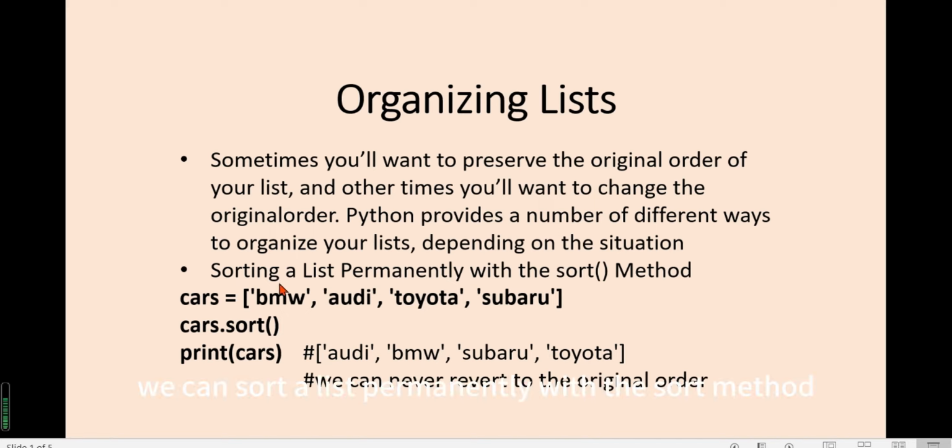We can sort a list permanently with the sort method. So class is a list with 4 items. class.sort() will sort the class in alphabetical order. So we can print class. Now the order of the items has been changed, and we can never revert to the original order after we call the sort method on class.